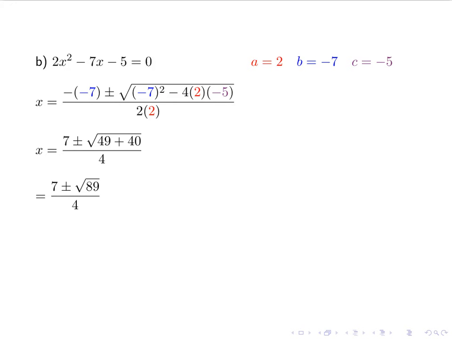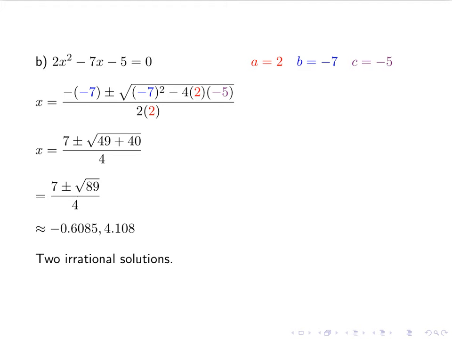I cannot simplify this any further. There's no factor of 89 that's a perfect square. So this is my most simplified exact answer. Depending on how the question is worded, you might want to give the exact answer. Otherwise, you can plug it into your calculator and come up with the 2 different decimal approximations. And if we do that, we get that it's approximately negative 0.6085, so that's the 7 minus root 89 over 4. And then 7 plus root 89 over 4 gives us 4.108. And those are 2 irrational solutions.